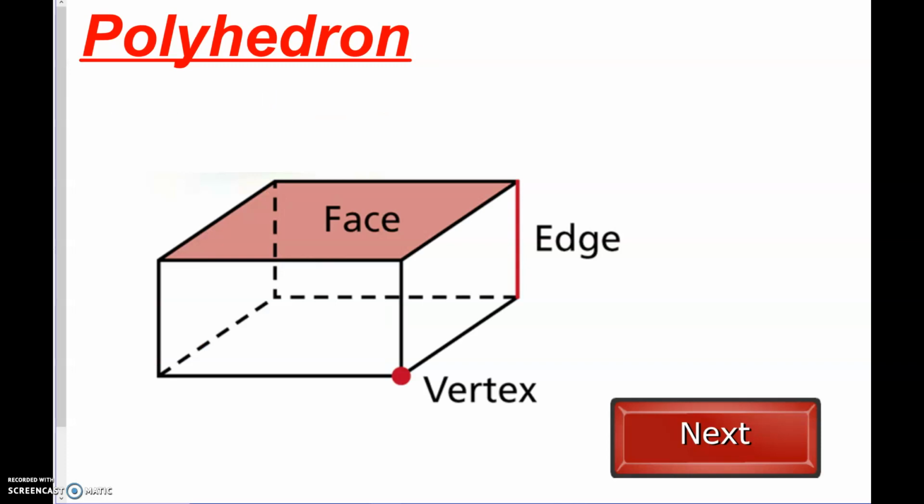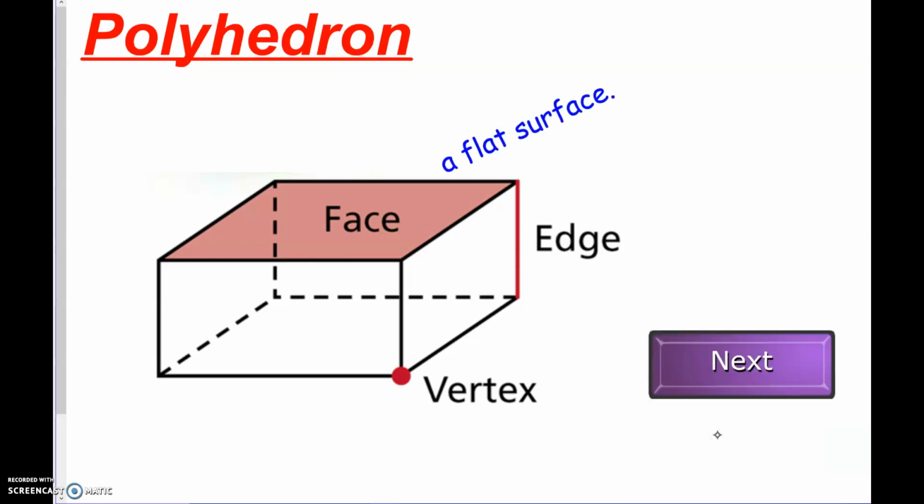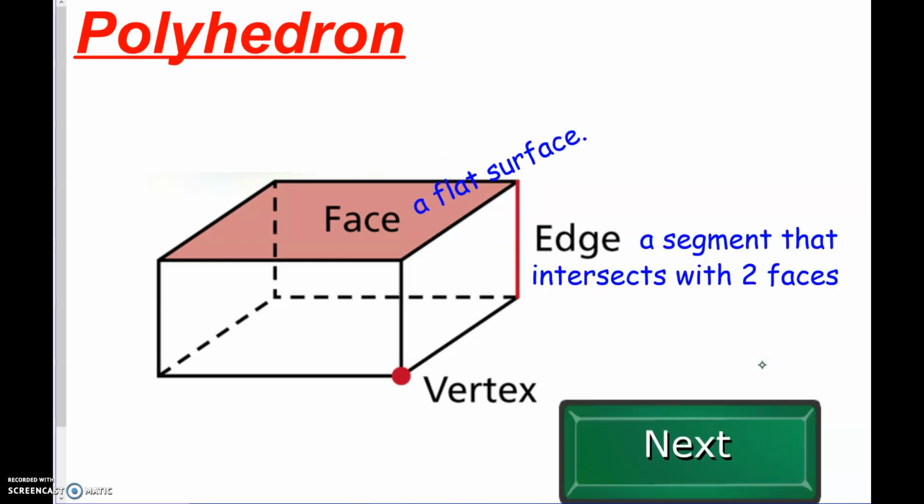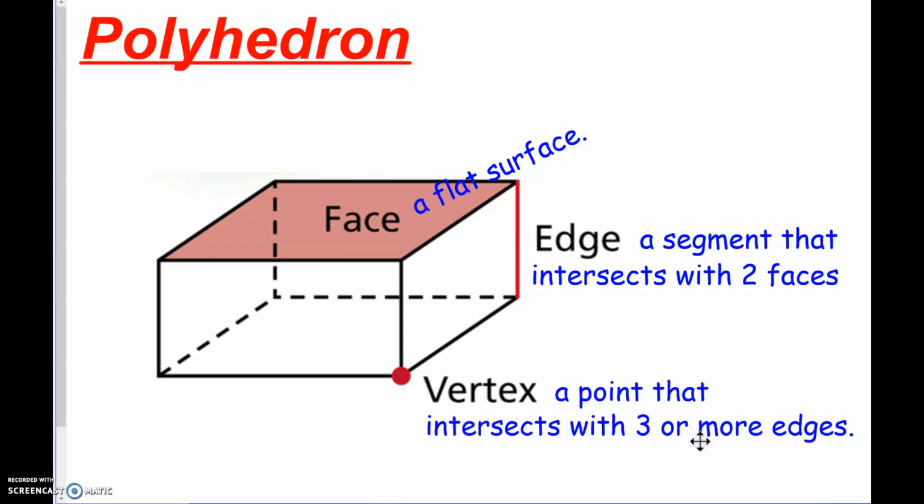And in our polyhedron, we have faces, which are the flat surfaces. We have edges, which connect two different vertices, and then the vertex is the point. So a face is a flat surface. An edge is a segment that intersects with two faces. So an edge will connect two faces, and then your vertex is a point that intersects with three or more edges. So if you think about some of your pyramids that maybe have a pentagon on the bottom, and all of those faces come up to a point, those five edges would come up to one point. So that's why it is three or more that connect.